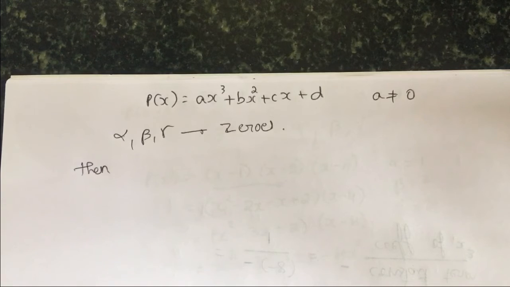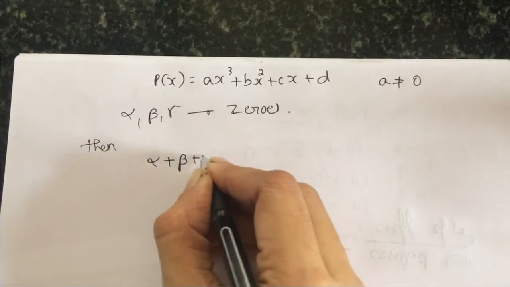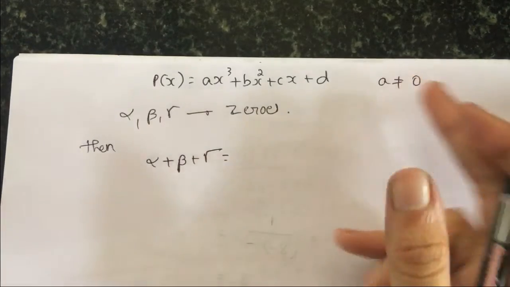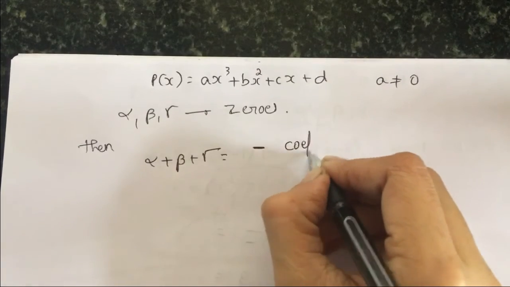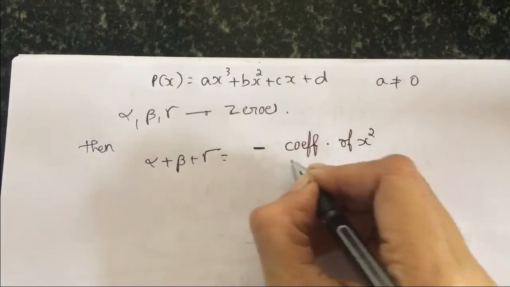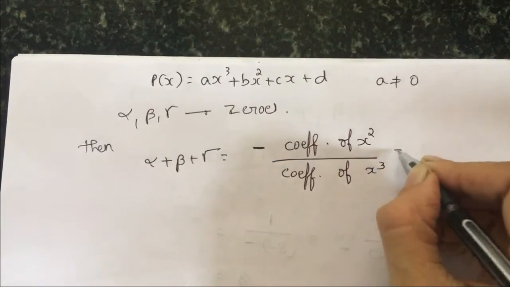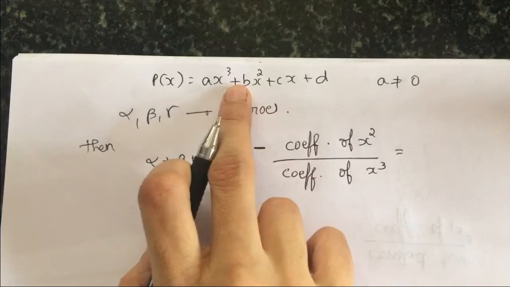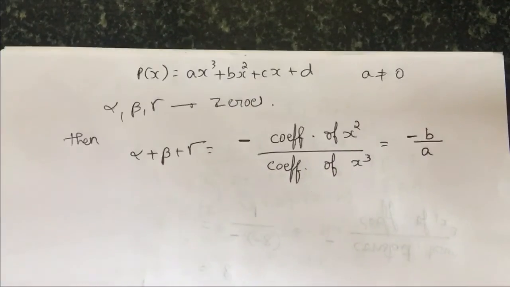In a quadratic polynomial, we just took the sum of zeros and the product of zeros. Here I'll add one more. I'll explain that. Sum of zeros, alpha plus beta plus gamma. This we have observed in the previous problem. It is equal to minus of coefficient of x square divided by coefficient of x cube, which is b over a. So it is equal to minus b by a.